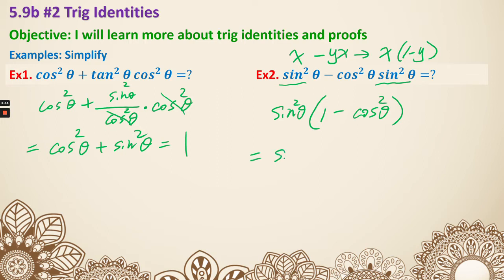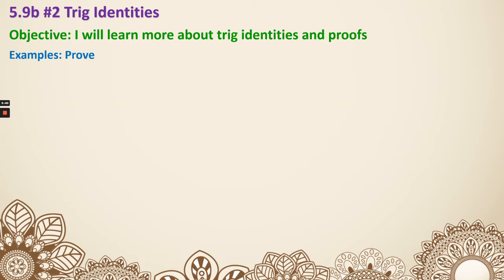Now, let's continue. Sine theta squared doesn't change. 1 minus cosine theta squared. You do need to notice that. That will become sine theta squared, by our Pythagorean identity, like a little change of Pythagorean identity. Sine theta squared times sine theta squared is going to become sine theta to the 4th power. That's example 2. Moving on, now it's time to prove stuff.